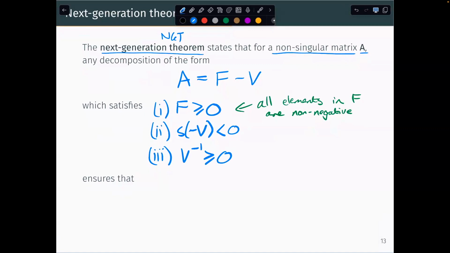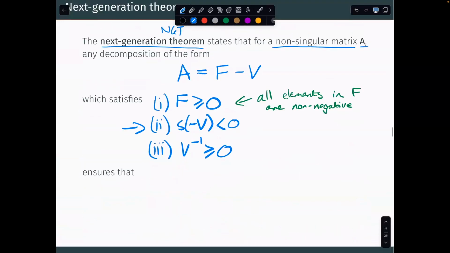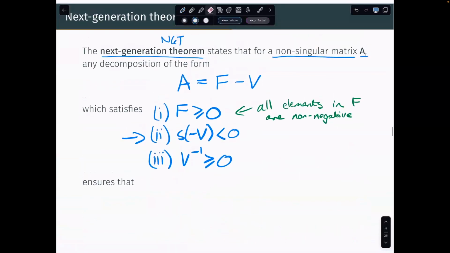I'm not going to go into the details about where these conditions come from and why we need them, because that is beyond the scope of this course. So you're not expected to remember those conditions. Yes, what is the second one again? The spectral bound of our matrix minus V has to be negative, which is just saying that all of our eigenvalues have to have negative real part, because the maximum has negative real part, so they all must have negative real part. In principle, whenever we do this decomposition, we should make these checks.